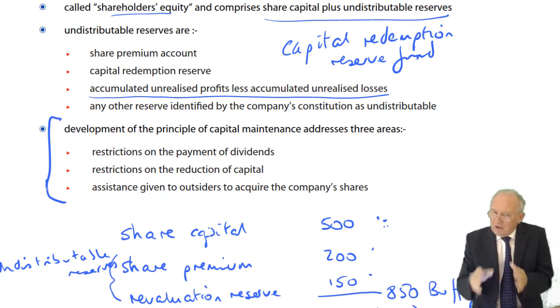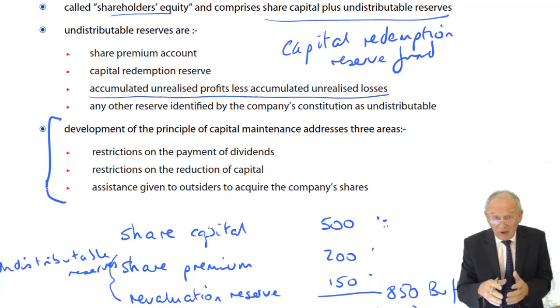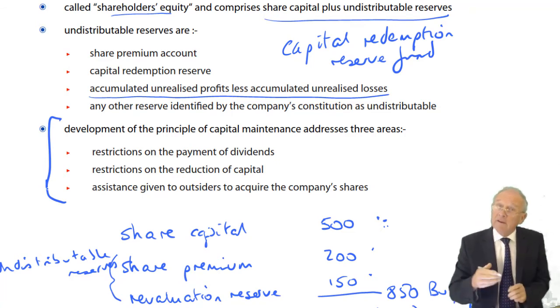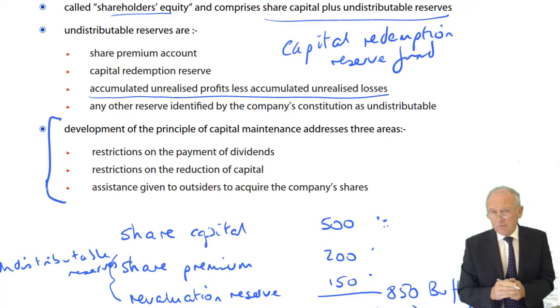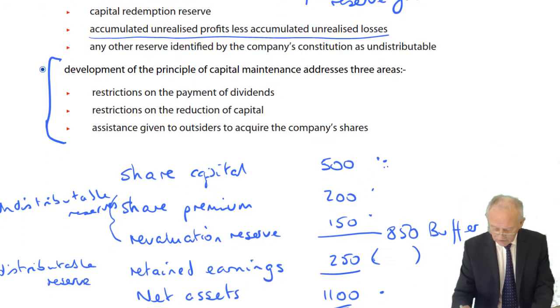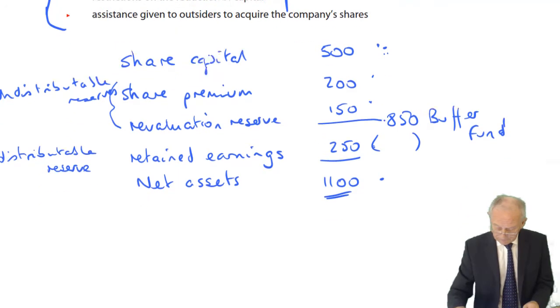I say that, but later on in this chapter, maybe in this lecture, maybe the next lecture, you'll find that it now is possible for companies to buy their own shares, but only in exceptional circumstances. So that's where we're up to, and we'll look at these restrictions on dividends, restrictions on capital. We'll look at those right now.